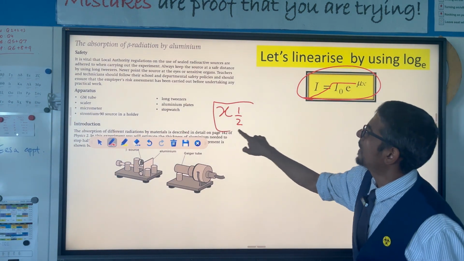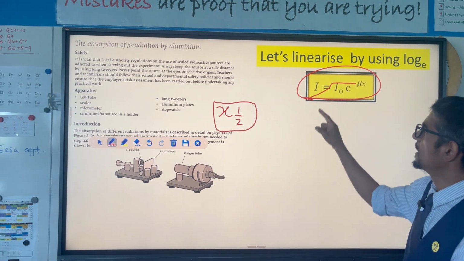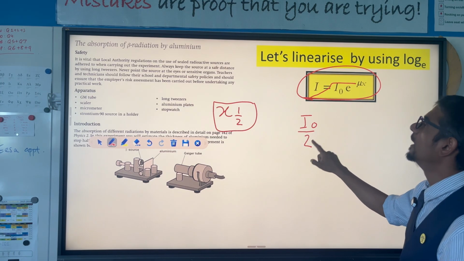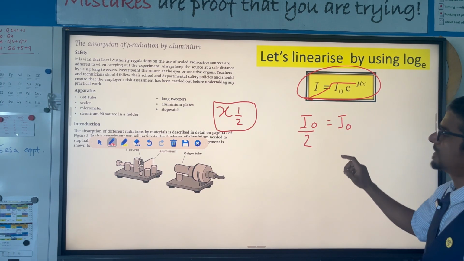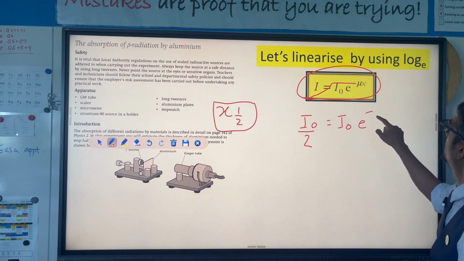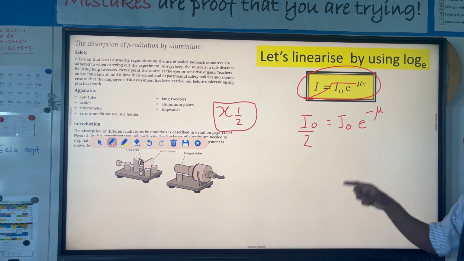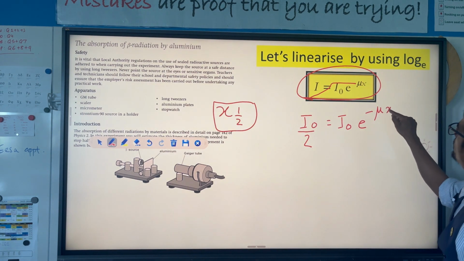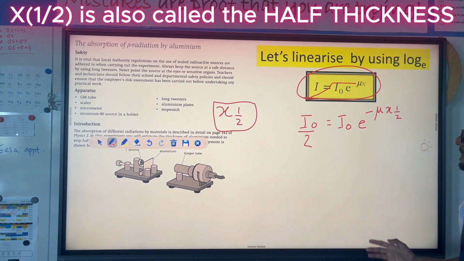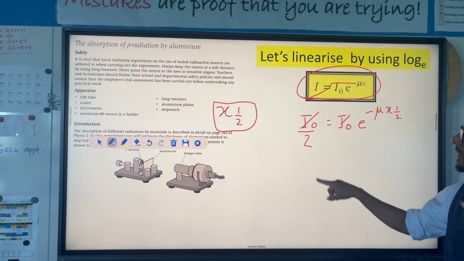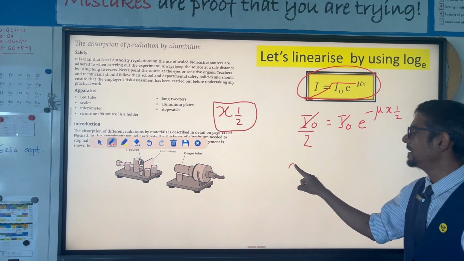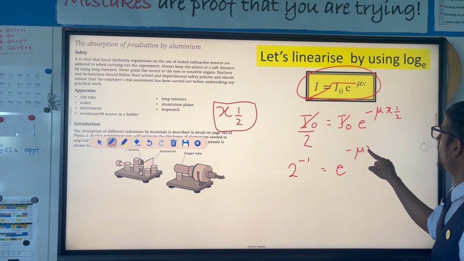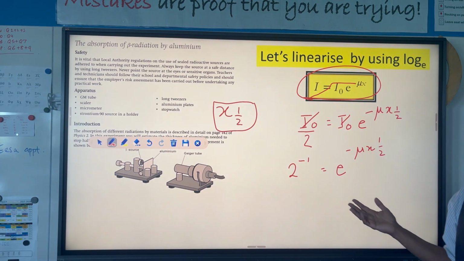When x is equal to half, that means the intensity has reduced. So the intensity becomes the original intensity divided by 2. The original intensity stays the same, e to the minus mu, but the x that makes your transmitted intensity half is now given the name x half, the half thickness, right? You can see the I naught crosses out. I'm going to write half using indices, which is 2 to the power minus 1, equal to e to the minus mu x half. The reason I'm doing that is I'm going to apply log.